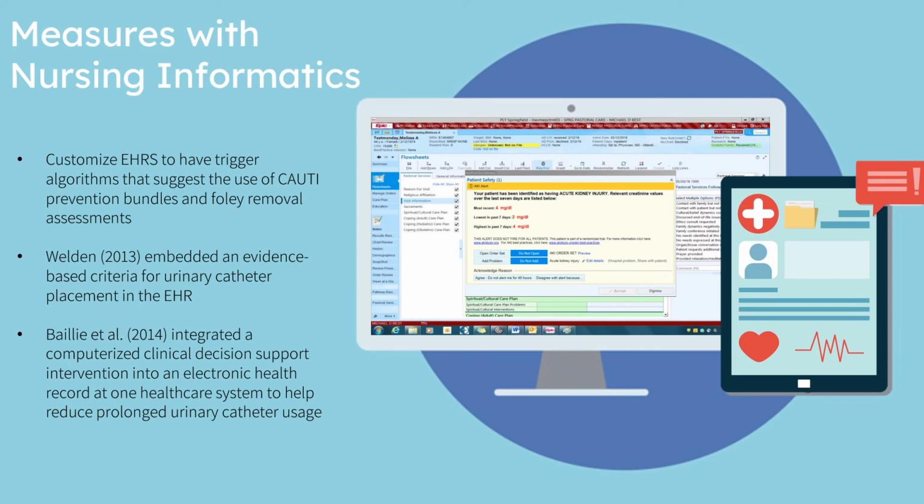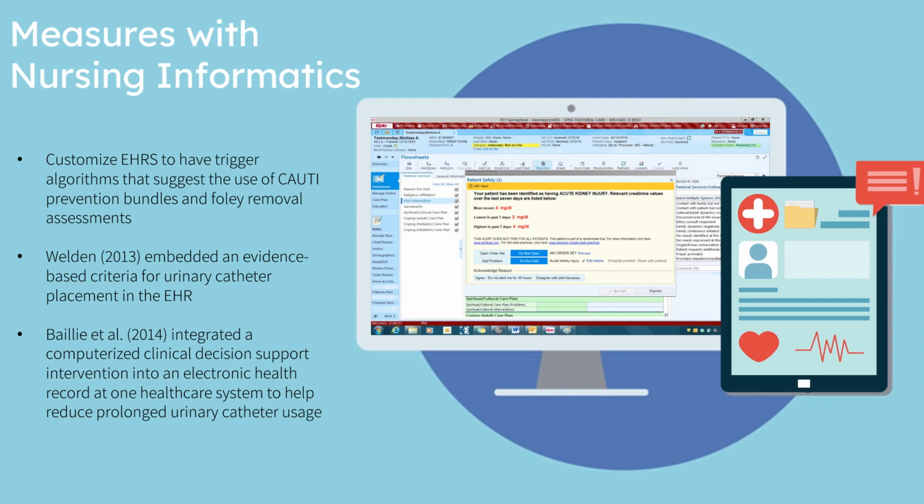In another research study by Bailey et al. 2014, a computerized clinical decision support intervention was integrated into an electronic health record at one healthcare system to help reduce prolonged urinary catheter usage. The providers were prompted to provide an indication for urinary catheter insertion upon order entry, and if it was not removed within the recommended time, nurses and providers were both alerted to reassess the need for the catheter. Over the 3-month time period evaluated in the study, CAUTIs per 1,000 patient days declined significantly.